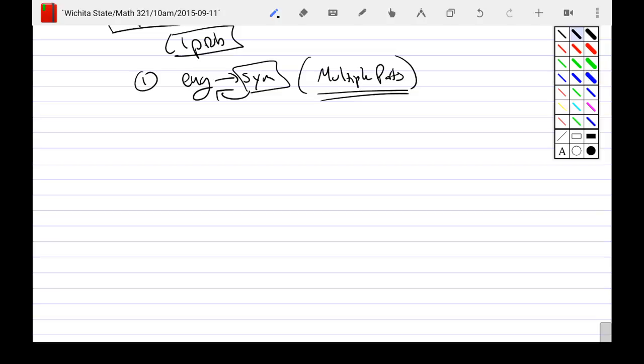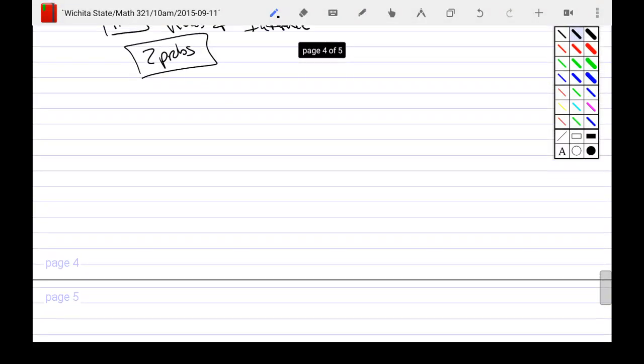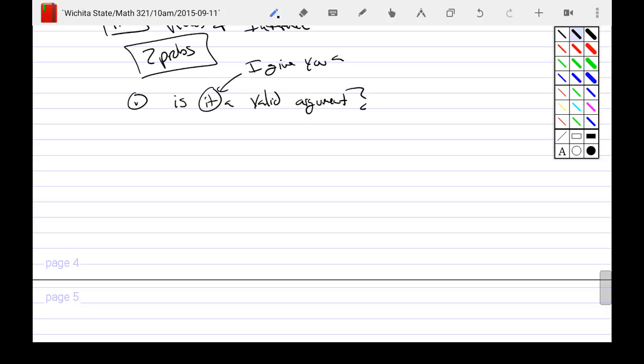Then for 1.6, which is rules of inference, we are going to have two problems. The first problem for the rules of inference is: is it a valid argument? I'm going to give you an argument: premise, premise, premise, premise, premise, conclusion. And the question is, is it valid?